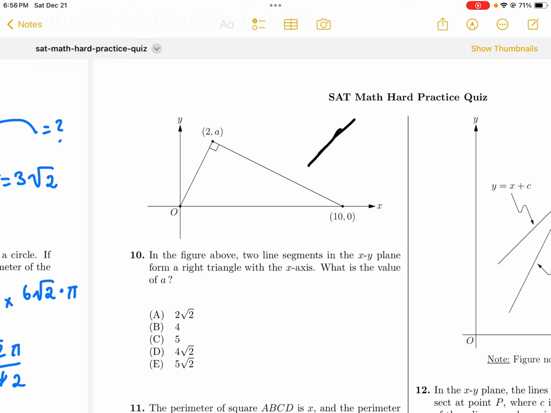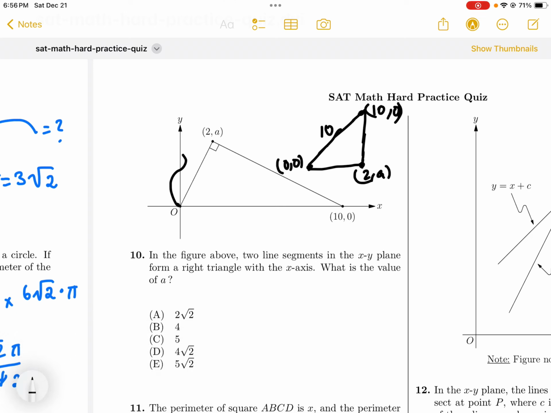Our hypotenuse has length 10. Let's say this is our origin, 0, 0, and this is our ending point, 10, 0. Or actually, that's not realistic, but just assume it is, even though by the diagram it isn't. So then this point is 2A. So we have to calculate the length of each segment of the right triangle. I did that horribly. Hold on.